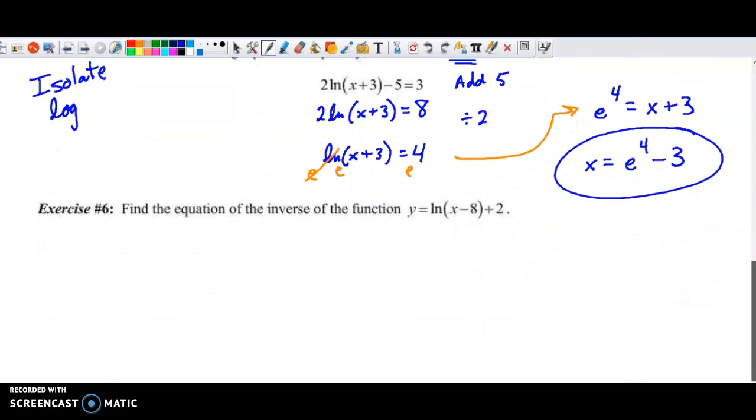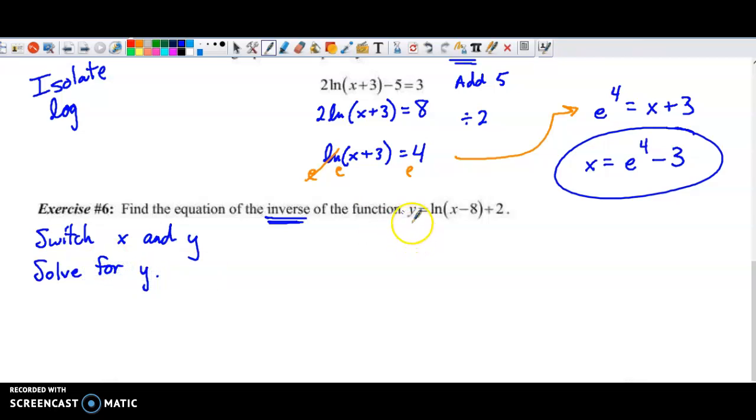And I think this is our last problem because we're working with inverses now. And if you remember, what we do for the inverse is we switch x and y, and then we solve for y. So in this problem, that's exactly what I'm going to do. I'll switch back to a different color. x equals natural log of y minus 8 plus 2. And when we go to solve it, it's going to be the inverse operation. Subtract that 2 over.